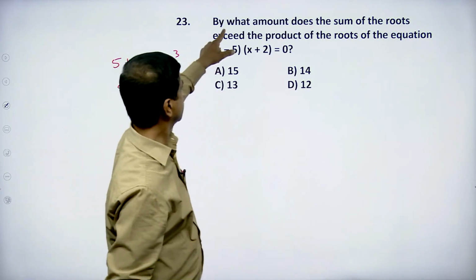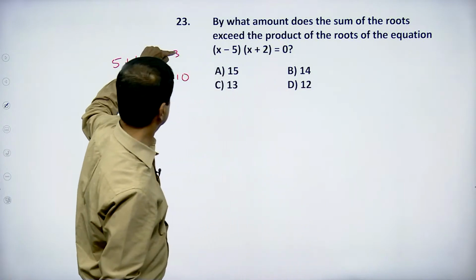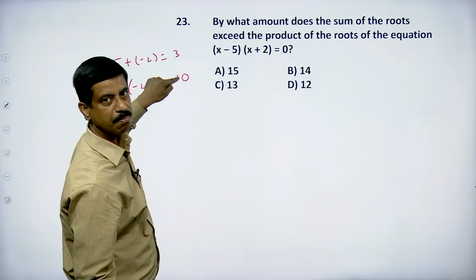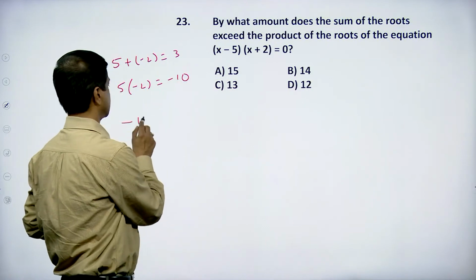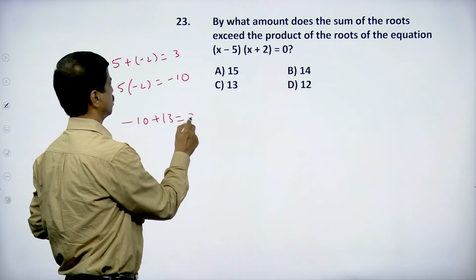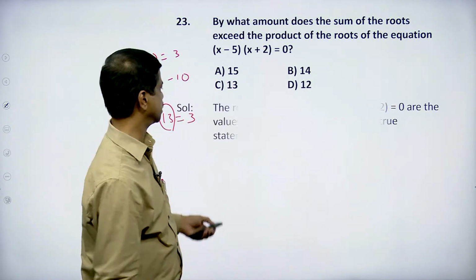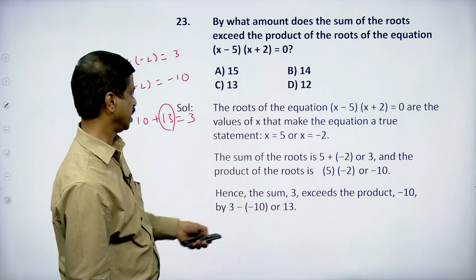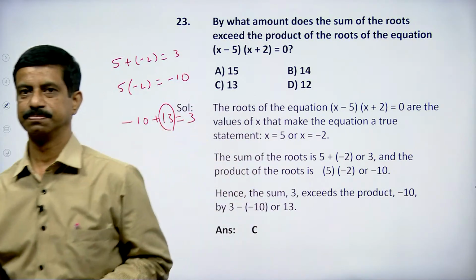So, now what is it that he says? By what amount does the sum of roots exceed? Means how much is 3 more than this? Minus 10 plus 13 equal to 3, children. So, it exceeds by 13. So, which option? Option C satisfies. Please note it fast.